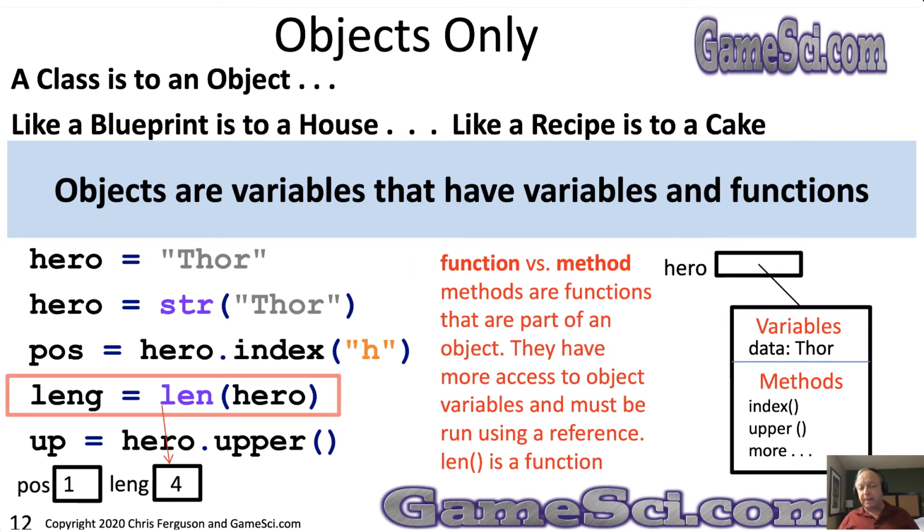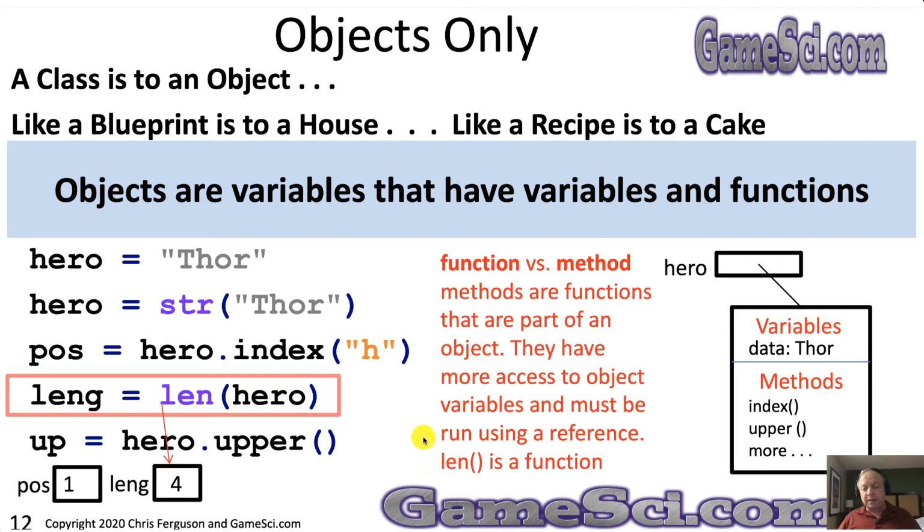Function versus method. I know it gets a little confusing. Sometimes I call them a function, sometimes I call them a method, but let's really go into detail on what the difference between a function and a method is. Methods are functions that are part of an object. That's it. That's the big difference between a function and a method. They have more access to the object variables and must be run using a reference.